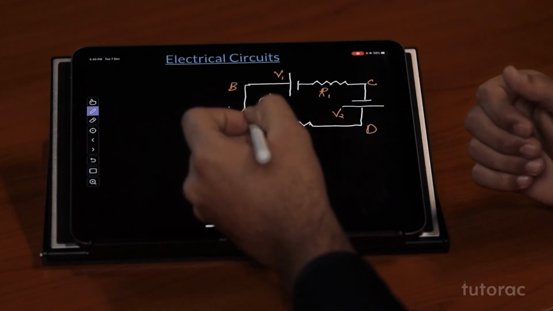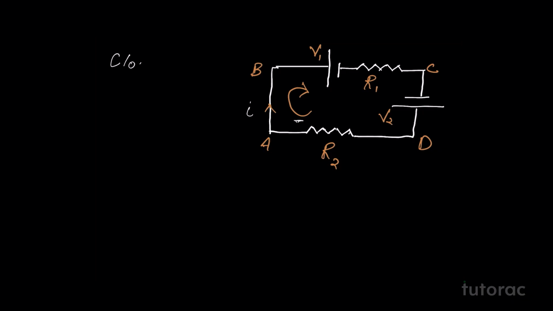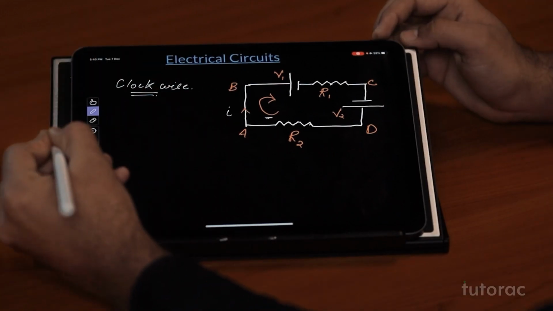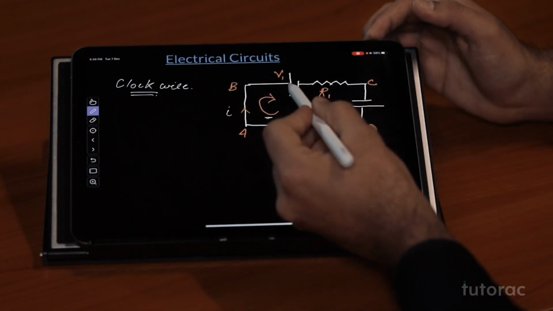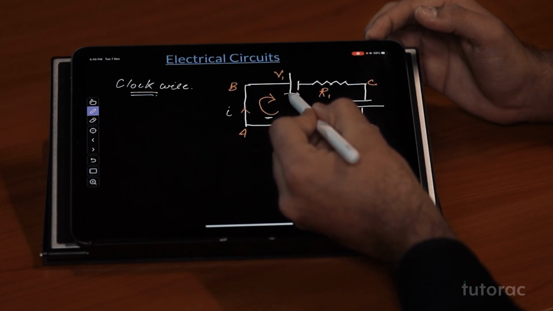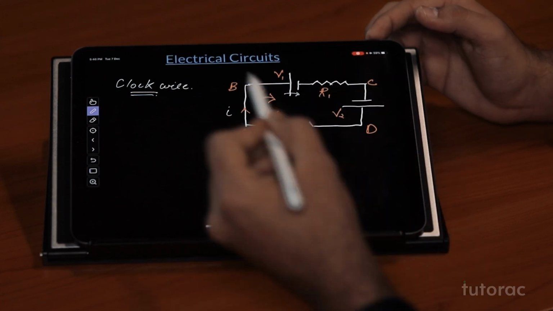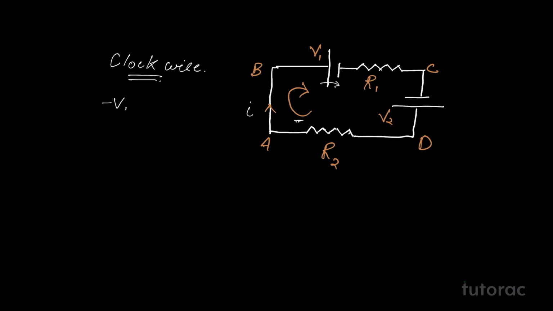Now, while applying this loop law, I just have to take any direction. I am taking the direction, as you can see here, as a clockwise direction. I'll write it here, clockwise direction. While moving, the first thing that comes is V1. If I were an electron, while going through this cell V1, what is going to happen? I'll lose my energy, because I'm going from the positive plate to the negative plate. Thus, I'll write it as negative because I'm losing my energy. So I'll write minus V1.